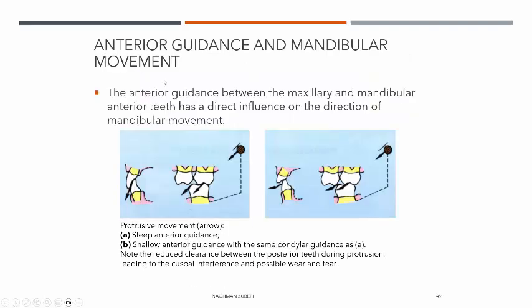So, anterior guidance and mandibular movement. The anterior guidance between the maxillary and mandibular anterior teeth has a direct influence on the direction of the mandibular movement. Here we can see the protrusive movement in these arrows, steeper anterior guidance, and this is the condylar guidance. Here we have shallower anterior guidance, but the same condylar guidance. There is reduced clearance between the posterior teeth during protrusion in this situation, leading to cuspal interferences and possible wear and tear. So if there is shallower anterior guidance, then the cuspal height is going to be reduced.